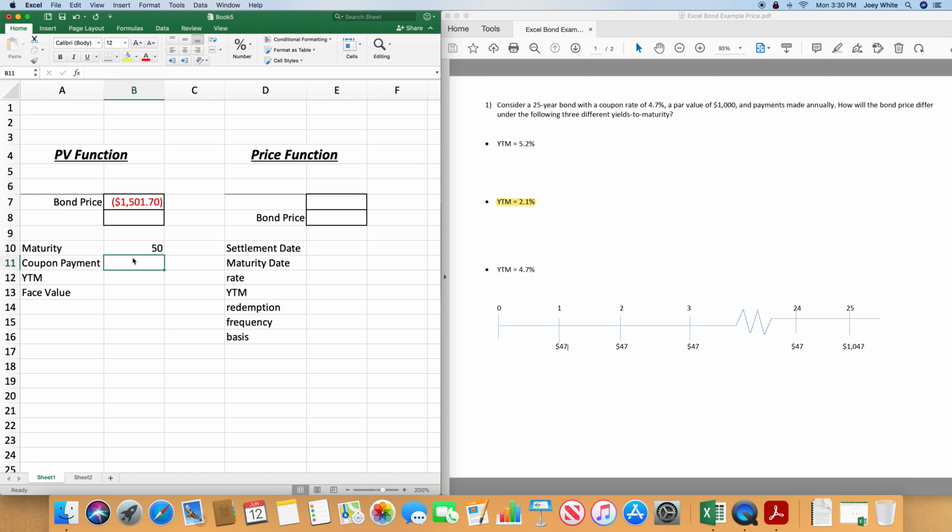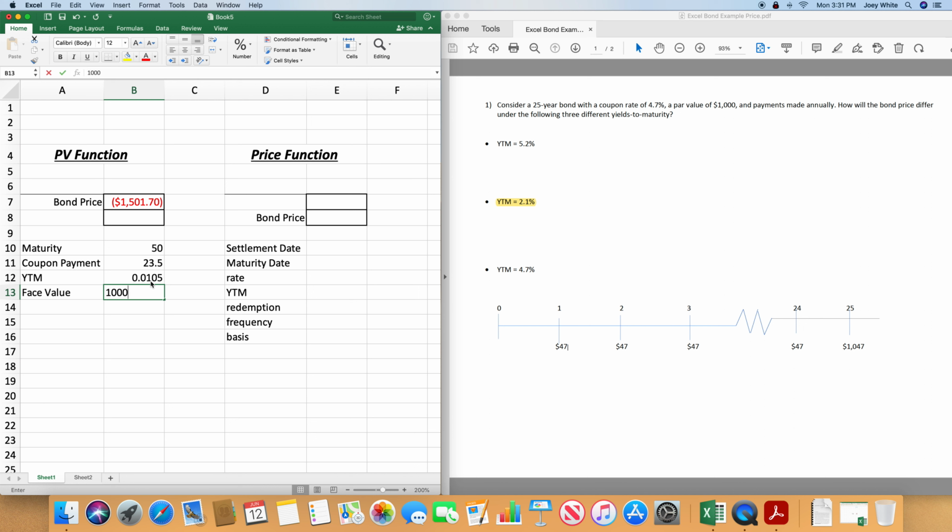The coupon payment, we already know it's 4.7% of 1,000, or $47 per year. So if payments are made semi-annually, that's going to be 47 divided by 2, or $23.50 per half period, per 6 months. The yield to maturity in this case, we also have to change. This has to be changed to 2.1% divided by 2. So we do equal sign 0.021 divided by 2. And for the face value, that's still 1,000.